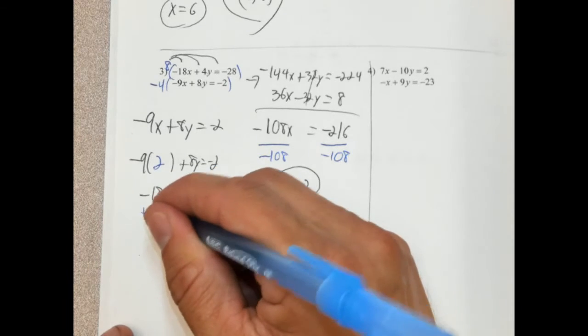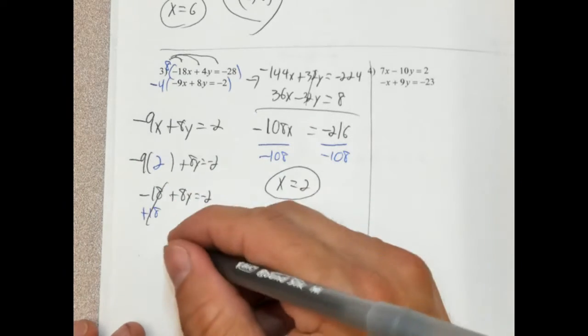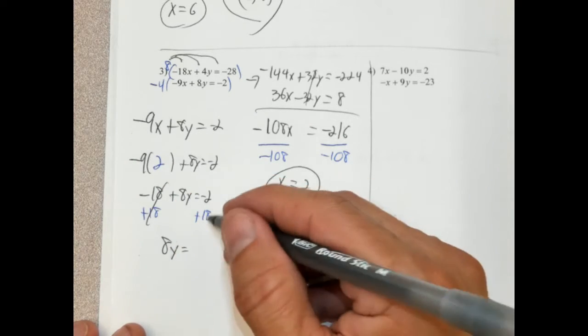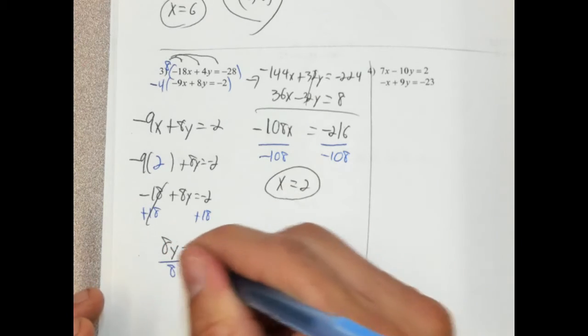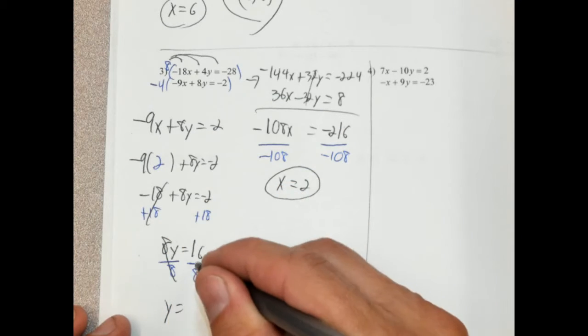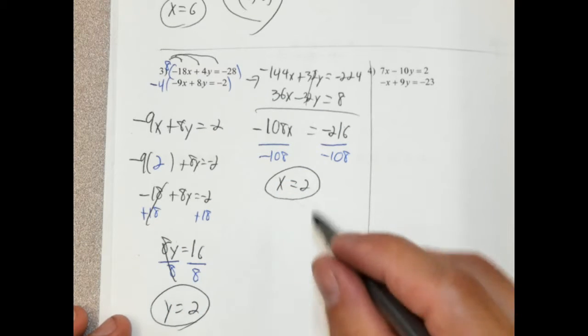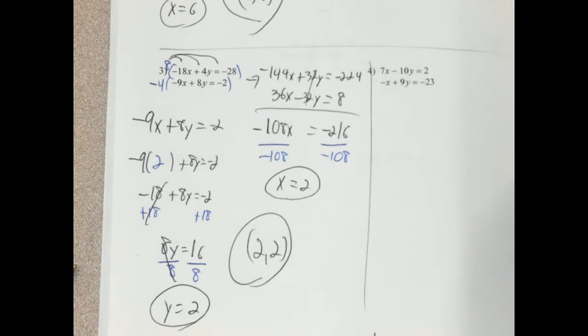And we're going to add 18 to both sides. So 8y equals negative 2 plus 18, which is 16. Divide by 8. Y will be equal to, let's see, 16 divided by 8 is 2. All right, 2 comma 2. And that's it.